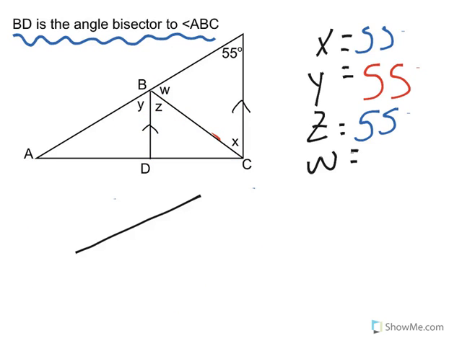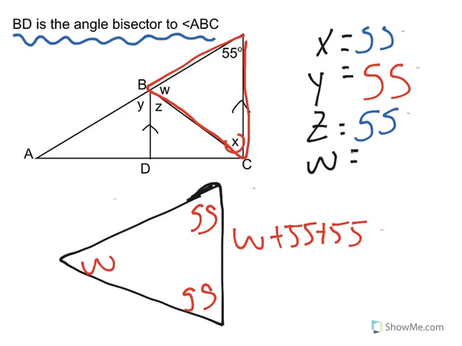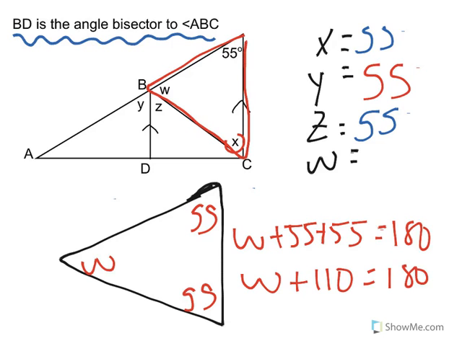So now to find angle W, I'm going to use this triangle. So that's what I just drew outside of the picture, where this was 55 and angle X was 55 also, and this is where W is. So that actually means that this is an isosceles triangle, and that W plus 55 plus 55 has to equal 180. So W plus 110 has to give you 180, and W is going to equal 70. So W is 70 degrees.